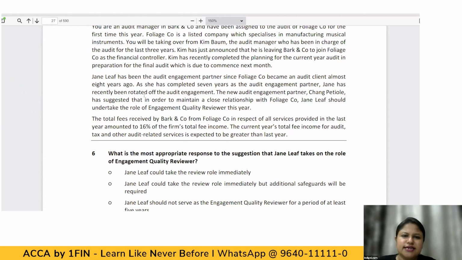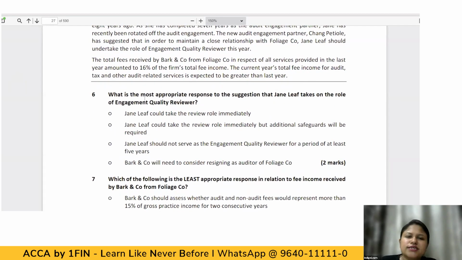The question is very interesting. Let us have an understanding. What is the most important or appropriate response to the suggestion that Jane Leaf takes on the role of engagement quality control reviewer? Now tell me, the one who has been closely associated with the client for the last 7 years, can the same person be appointed as a quality control reviewer? Don't you think the familiarity threat will be there, or there is going to be a review threat or something like that? Yes. So basically, if you talk about safeguard measures, for a minimum period of 2 years at least, Jane Leaf should not be appointed as the quality control reviewer. Basically, she should not be associated with this particular engagement.